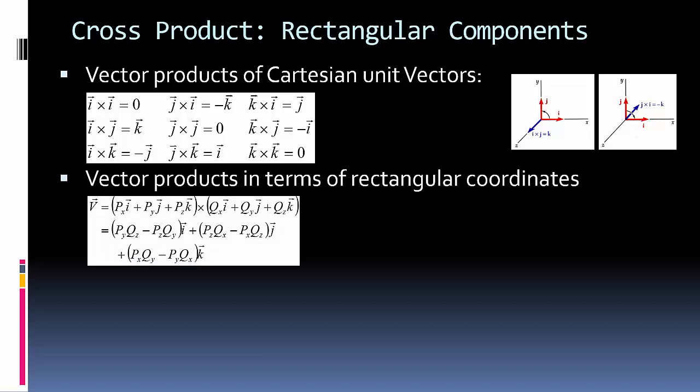Okay, so given that these are distributive, you can multiply it out, right? Let's start with vector P.